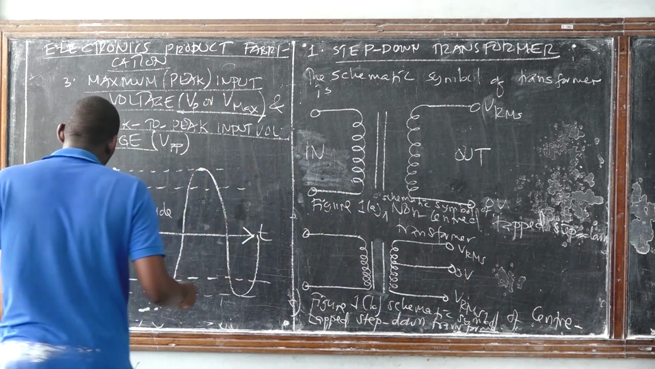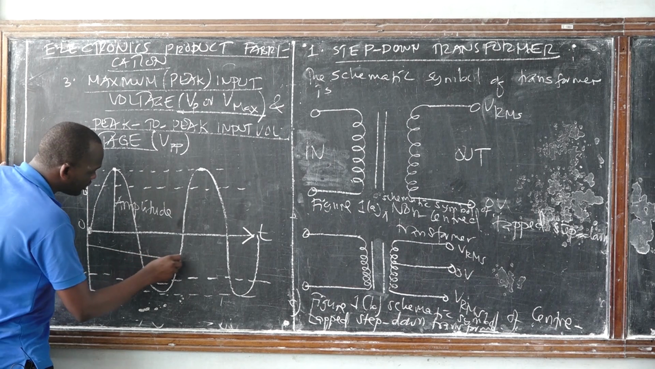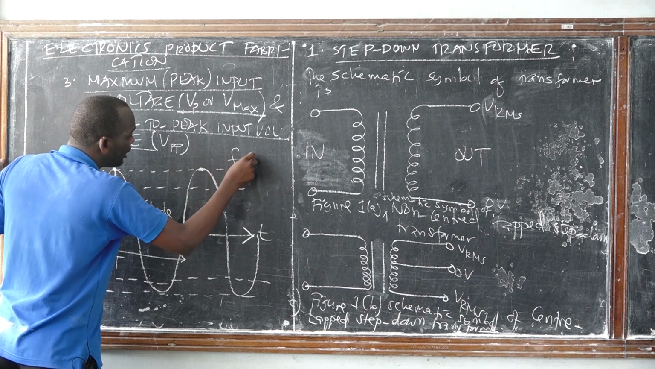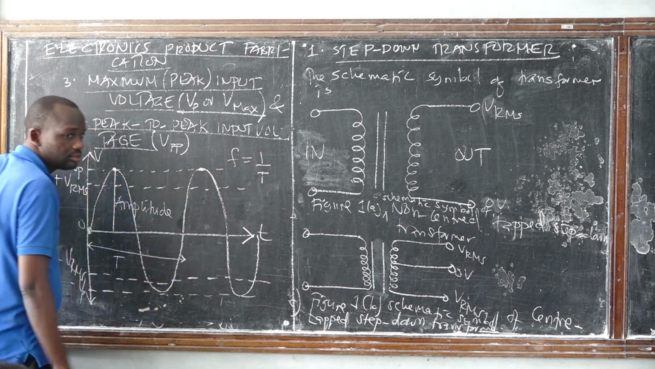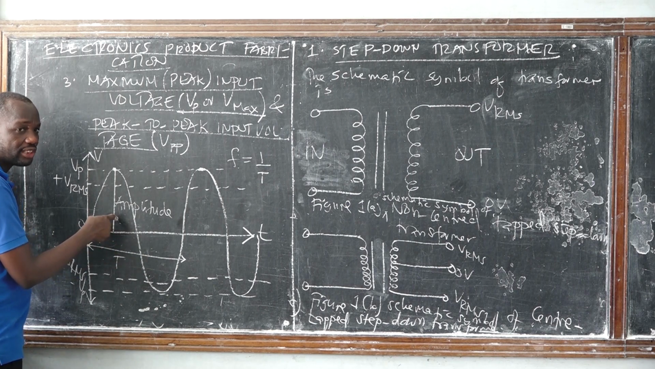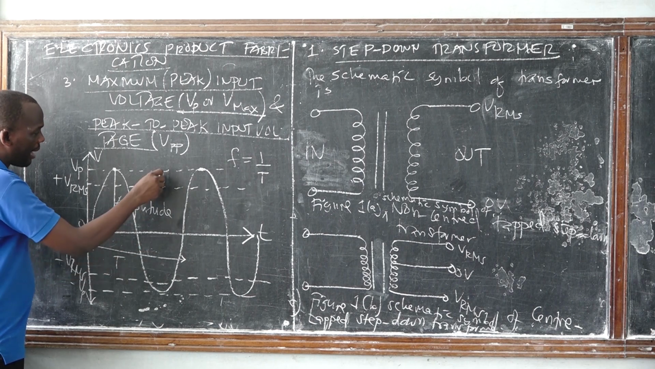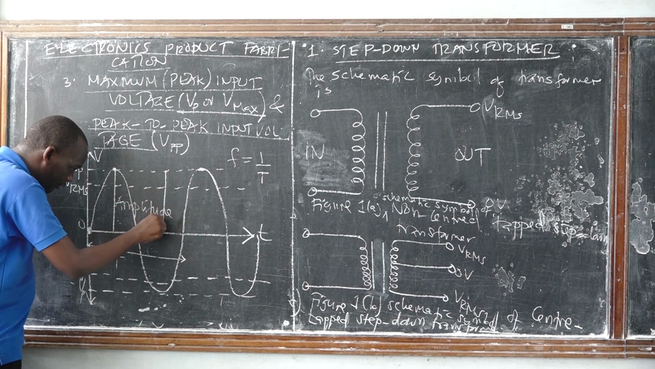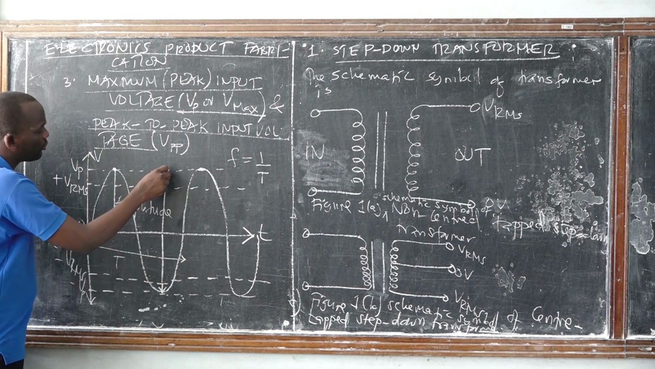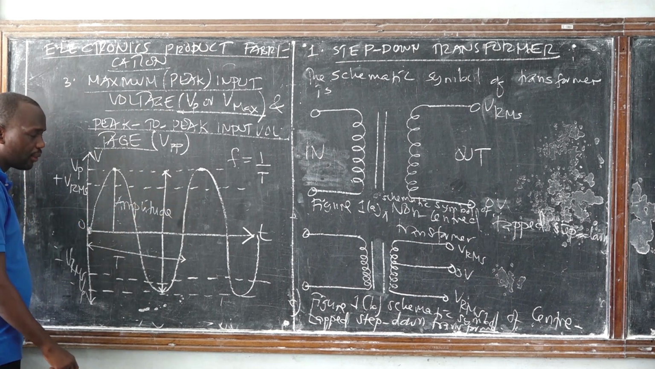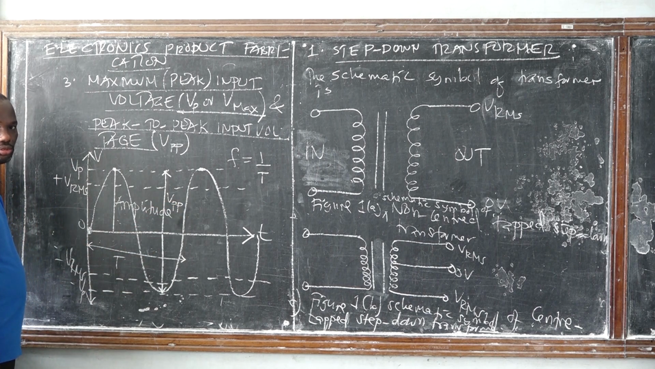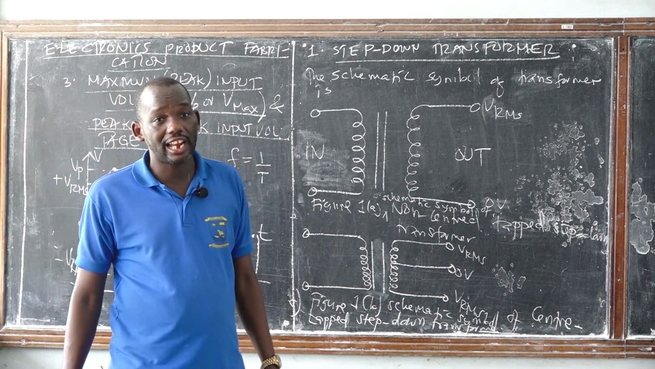Another important parameter in electronics and communication is peak-to-peak voltage. When we discussed frequency, this is the period. What is the relationship between frequency and period? It's 1/T. This is one complete cycle: positive half cycle, negative half cycle. The distance from the positive maximum point to the negative maximum point is what we call the peak to peak. Are we together, class? Okay.